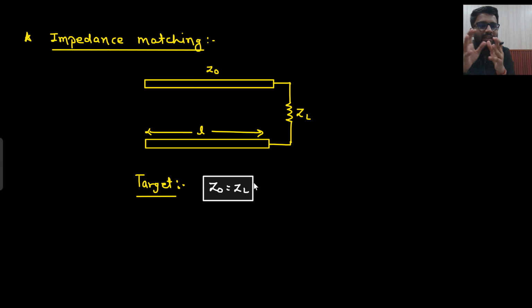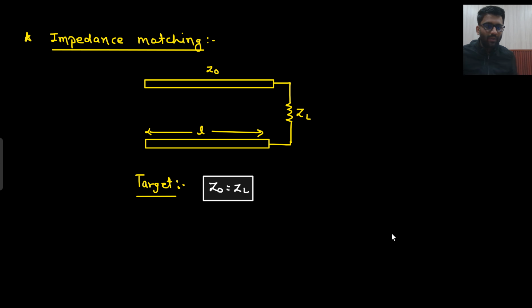But let's say this ZL could be coming from any further stages, and this Z naught is also a parameter of a transmission line. So it might happen that Z naught is not equal to ZL. So how will I make both of them equal? That is my target, that Z naught and ZL should be equal.